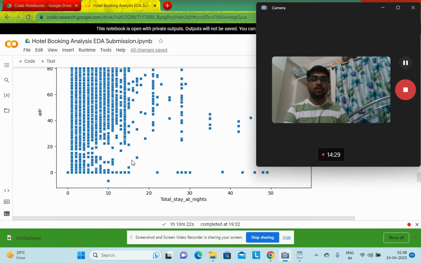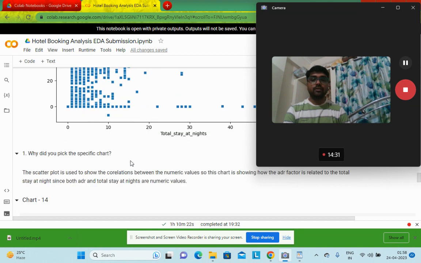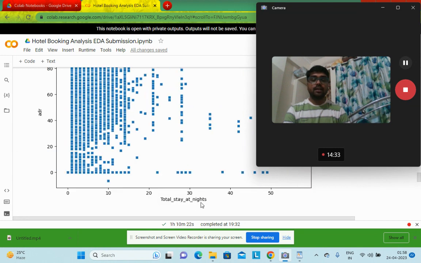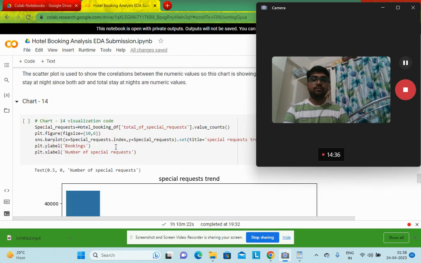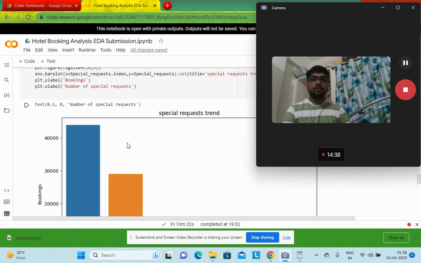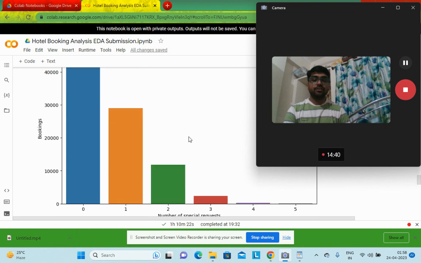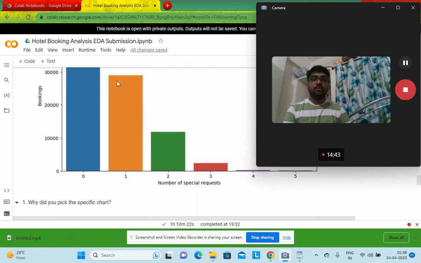Next, the scatter plot. It shows the correlation between the ADR and the total stay nights, since they both are numeric values. This particular chart shows the special request trends, maximum one number of special requests we are getting.